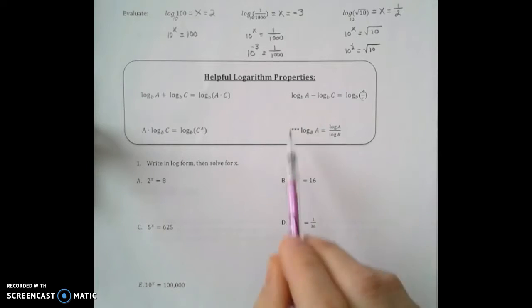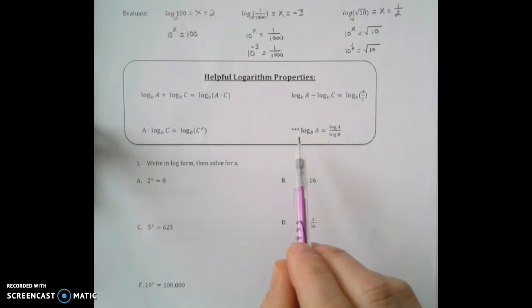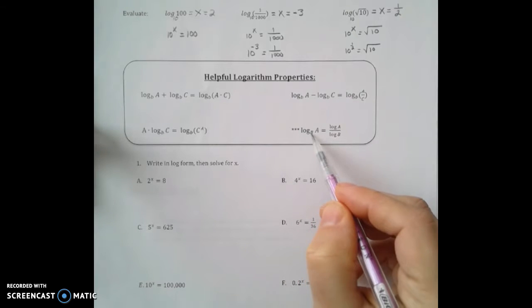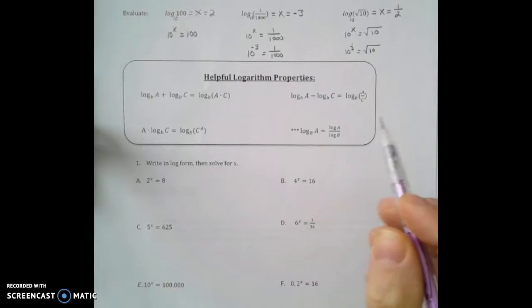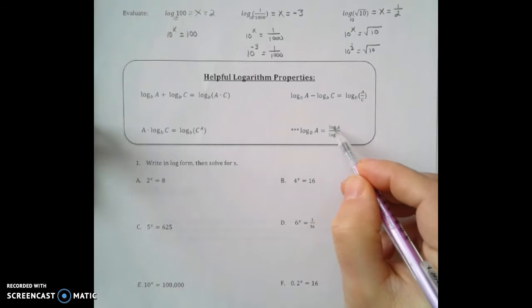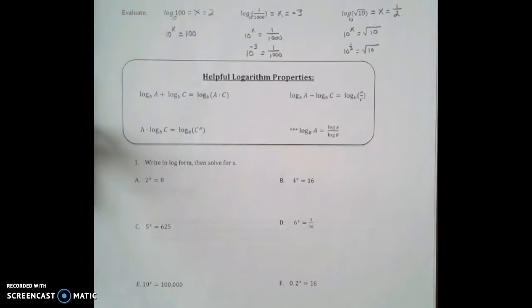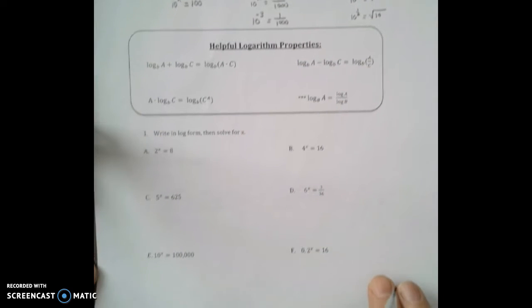And then this one right here is probably the most important in my opinion. It's going to help us change bases. If I have log base b of a, all I have to do in order to evaluate that is take log base 10 of a and divide that by log base 10 of b. And so I'll show you an example of what that looks like here in question A.